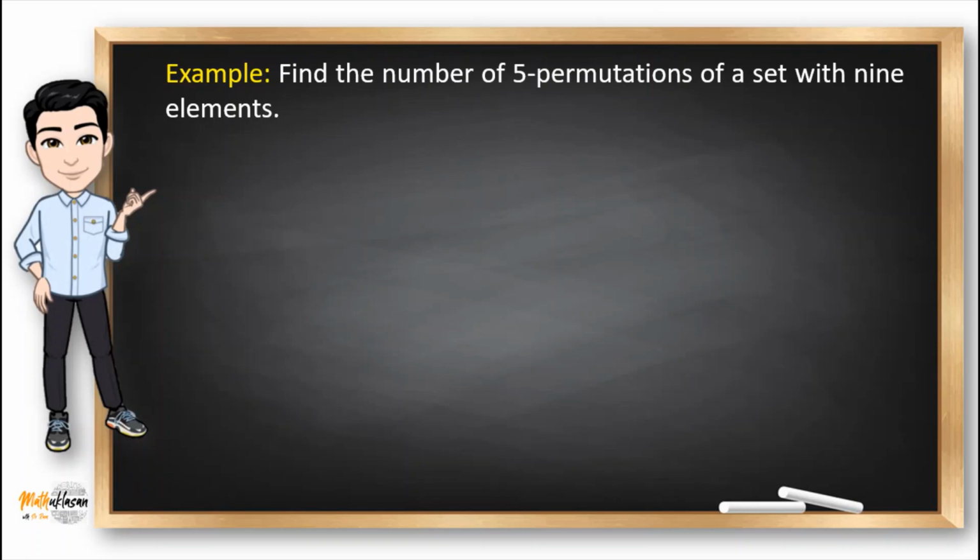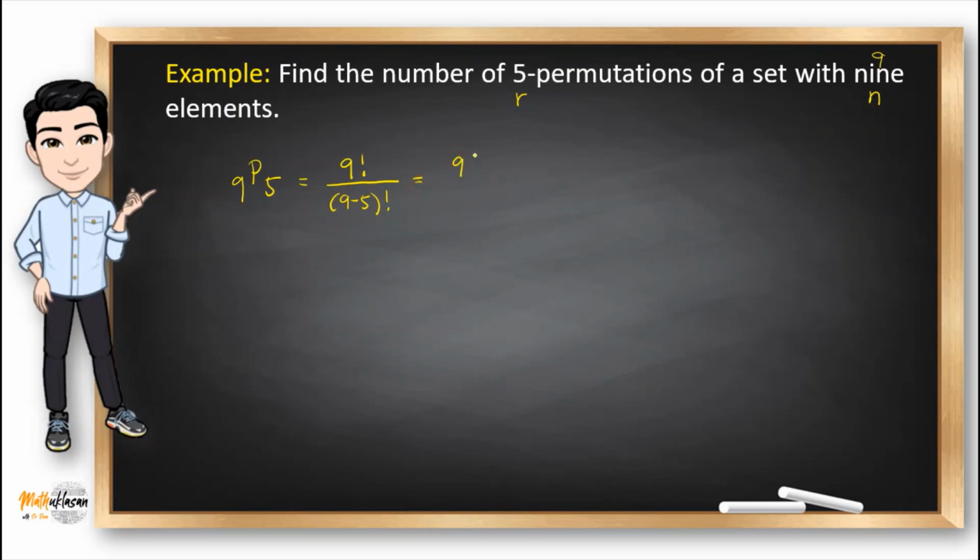Let's have an example. Find the number of 5 permutations of a set with 9 elements. So the n here is 9 because these are the number of choices that we have. While we need to take r or 5 permutations or number of objects at a time. So in this case, for the formula, it's 9P5.